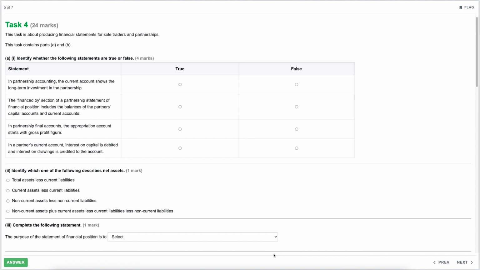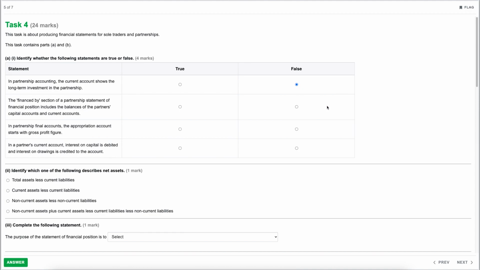So in partnership accounting, the current accounts show the long-term investment in the partnership. Well, that one would be false. It is the capital account which shows long-term investing in the partnership. The current account is there to accumulate everything that's involved within the appropriation account and any other adjustments that need to be made. So that one would be false.